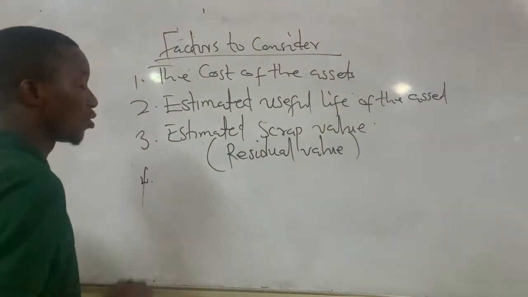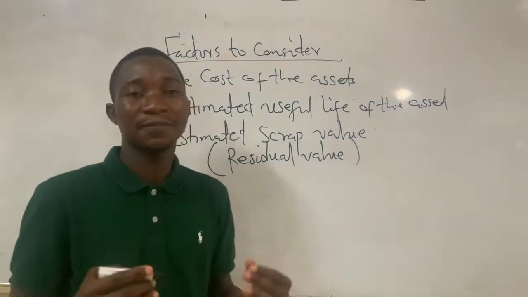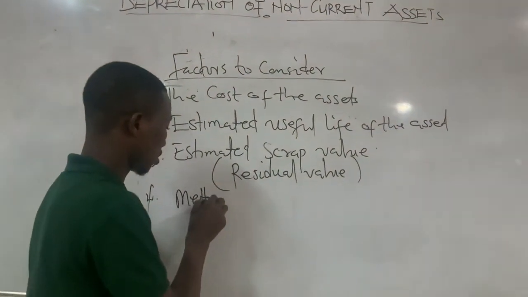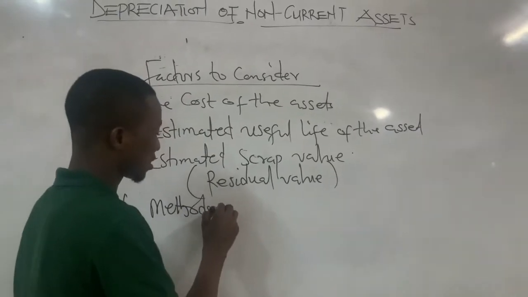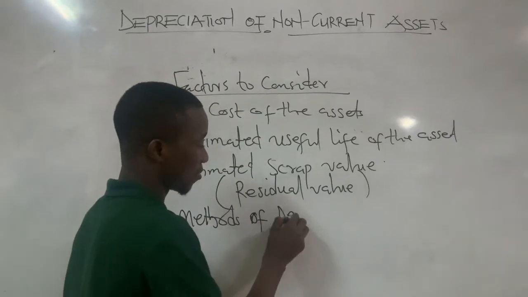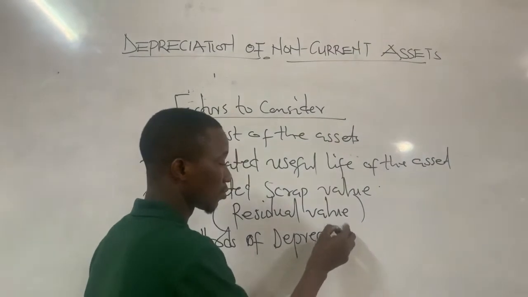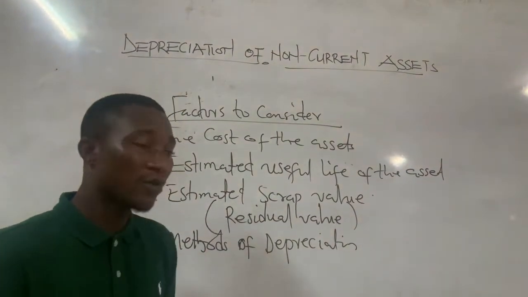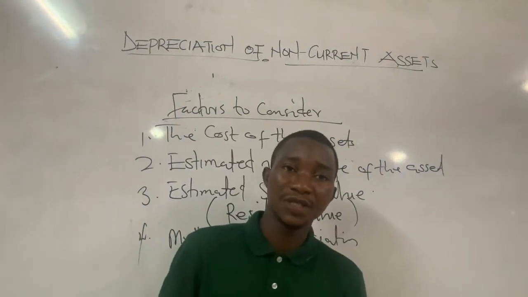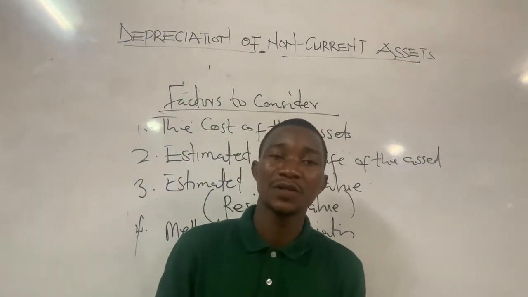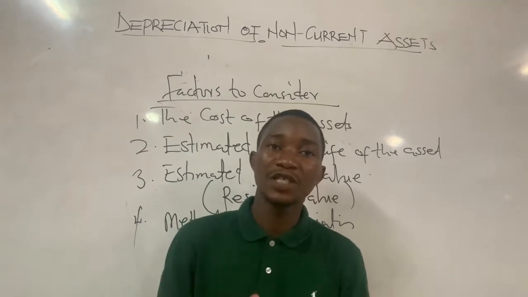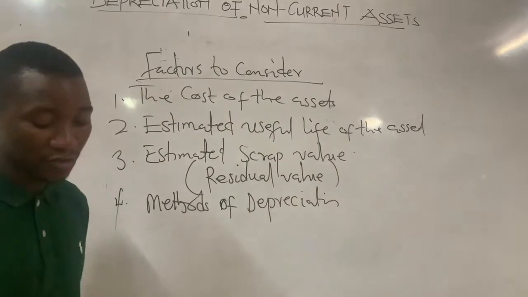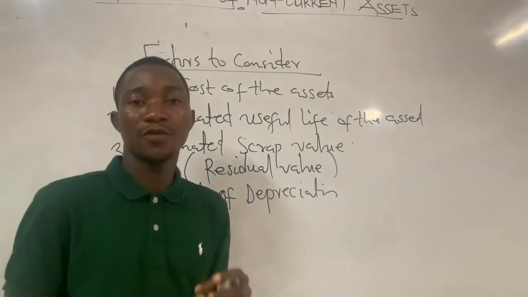4. We have to actually also consider the methods of depreciation. We have several methods of calculating depreciation. So anytime you want to make provision for depreciation, you have to actually think of which method you should adopt in calculating your depreciation. So these are some of the factors you need to consider before you actually make a provision for depreciation.